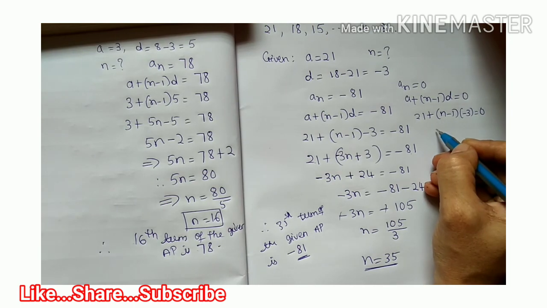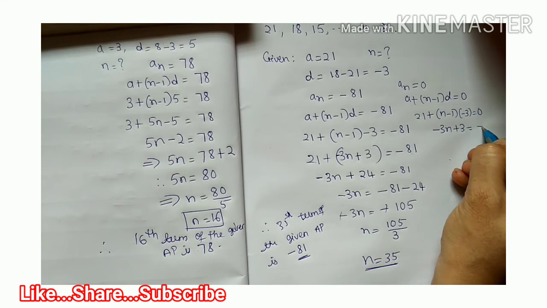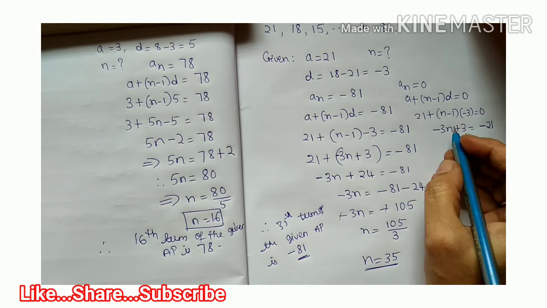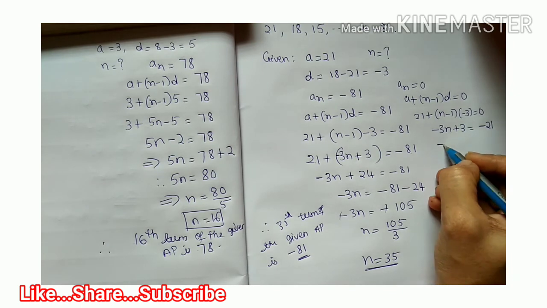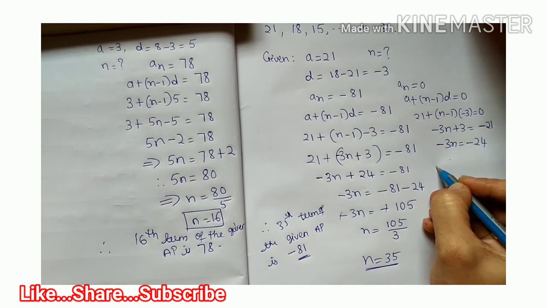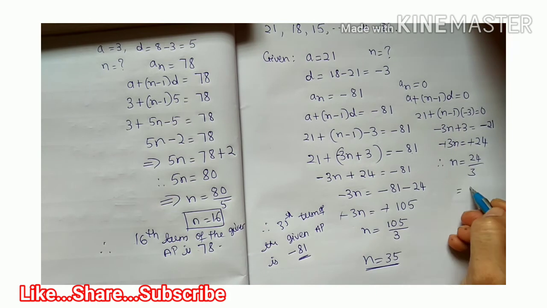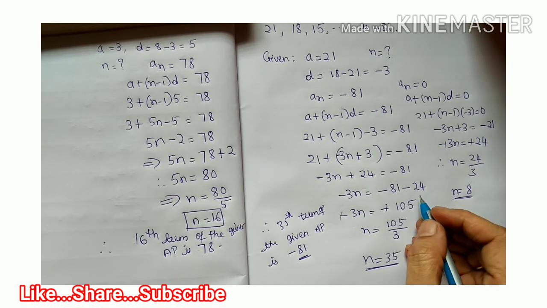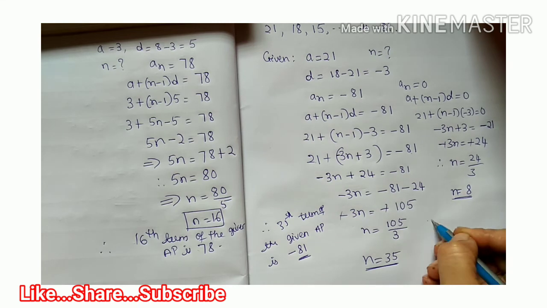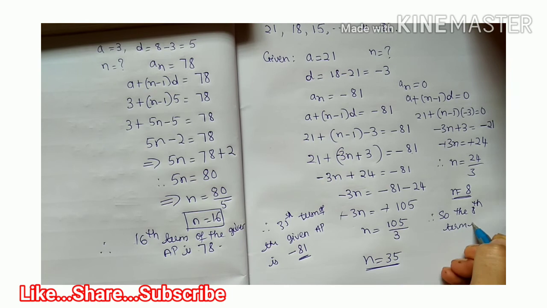Here minus 3n plus 3 is equal to minus 21. Therefore minus 3n is equal to minus 21 minus 3, that is minus 24. Therefore n is equal to 24 by 3, which is 8. So the 8th term is 0.